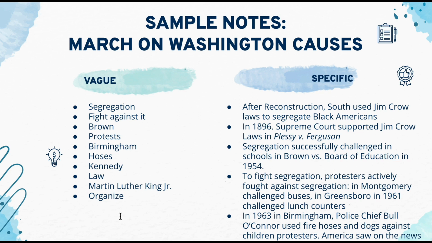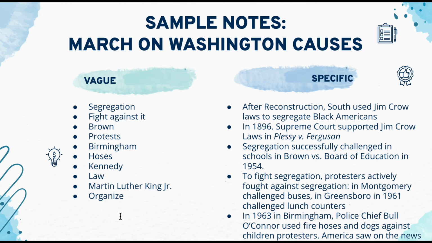After Reconstruction, the South used Jim Crow laws to segregate Black Americans. In 1896, the Supreme Court supported Jim Crow laws in Plessy versus Ferguson, and they became legal. Segregation was finally successfully challenged in 1954 in Brown versus the Board of Education. To fight segregation, protesters actively fought against segregation. In Montgomery, they challenged buses. In Greensboro in 1961, they challenged the lunch counters.